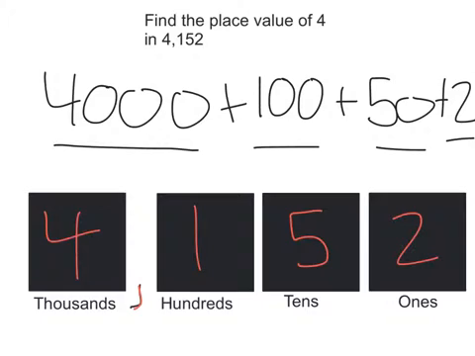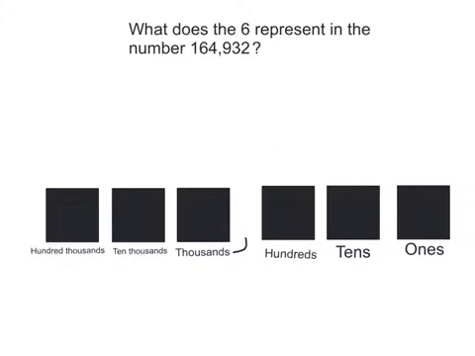So when the question asks, find the place value of 4 in 4,152, we can see that the 4 is in our 1,000 spot. So the answer to this would be the place value of 4 in 4,152 is in the 1,000 spot. All right, let's look at one more here, and let's make it a little bit more challenging. Let's say we have the problem, what does the 6 represent in the number 164,932? So not to worry, even though this is a larger number, it's still just the same as before.